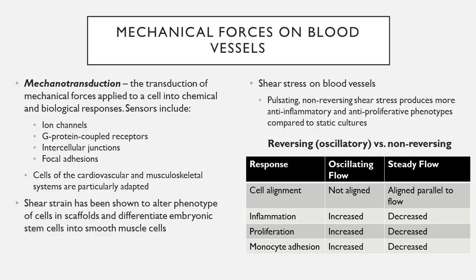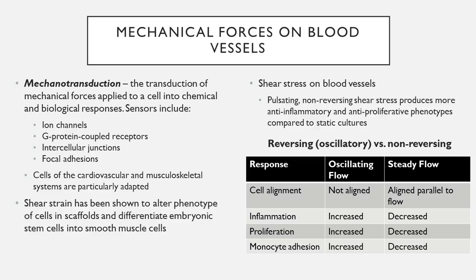Now, endothelial cells in blood vessels have been studied extensively because they've shown that they have a great ability to respond to changes in shear stress. For instance, under normal conditions, like when you have pulsating, non-reversing shear stresses, they tend to produce more anti-inflammatory and anti-proliferative phenotypes compared to static cultures, right?